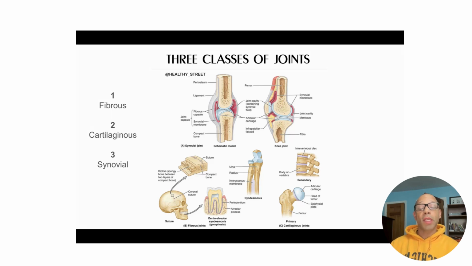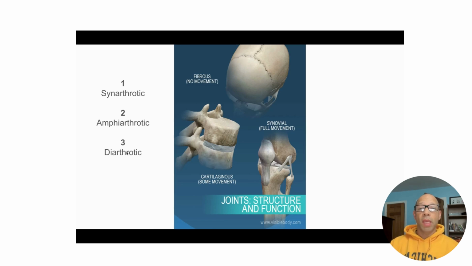Now you'll see these are also classified a different way on the next slide. These are sort of interchangeable words, and we'll see how. So remember fibrous, cartilaginous, and synovial. Here we see again fibrous, cartilaginous, and synovial, but they're also going to be called something else. Our fibrous joints are also going to be called synarthrotic. So one goes with this one here. Those are the sutures in the skull again.